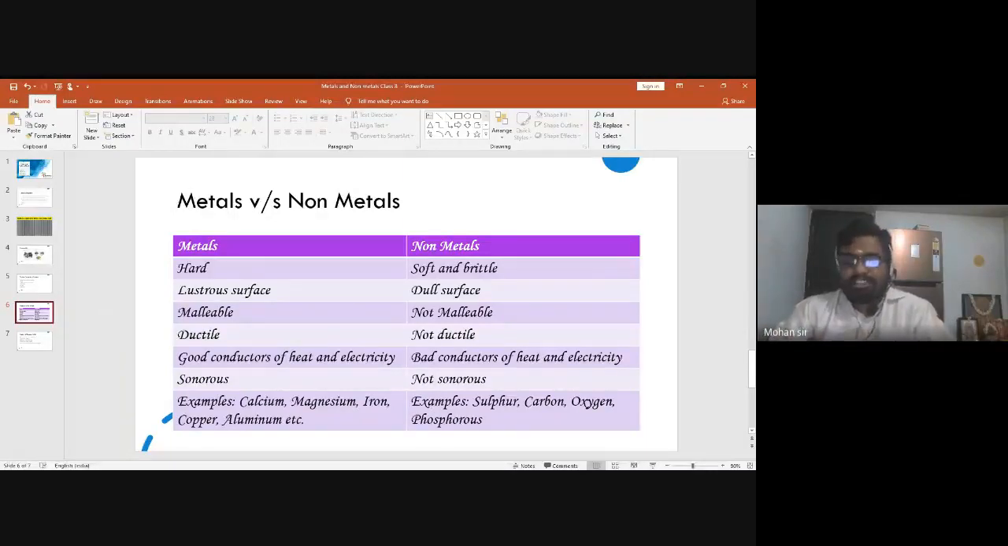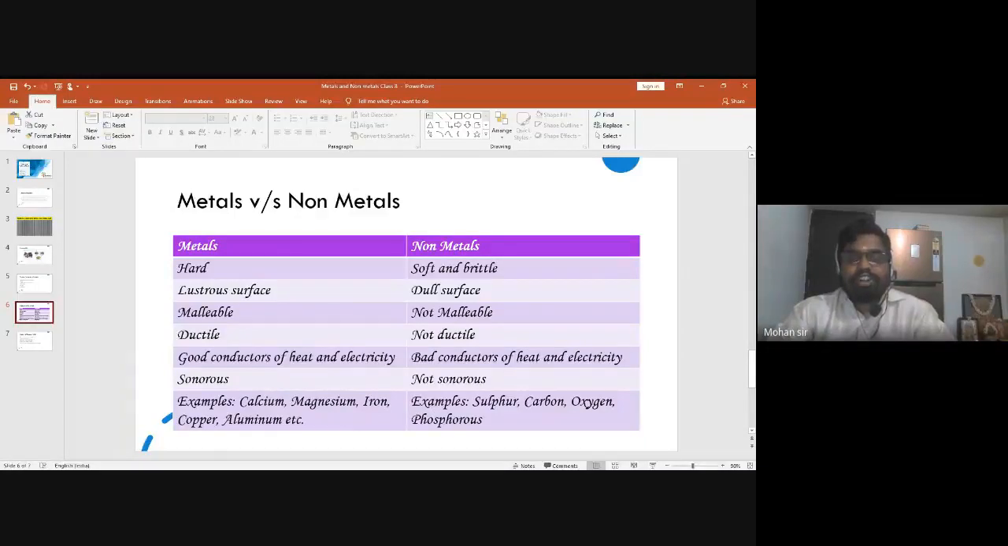Metals have a lustrous surface; they have a shining surface, but non-metals have a dull surface, which I have already discussed yesterday. Metals are malleable; non-metals are not malleable. What is the meaning of malleability? Malleability is a property of metals by which they can be beaten into sheets. And metals are ductile, non-metals are not ductile. So that is, metals can be drawn into wires, non-metals cannot be drawn into wires.